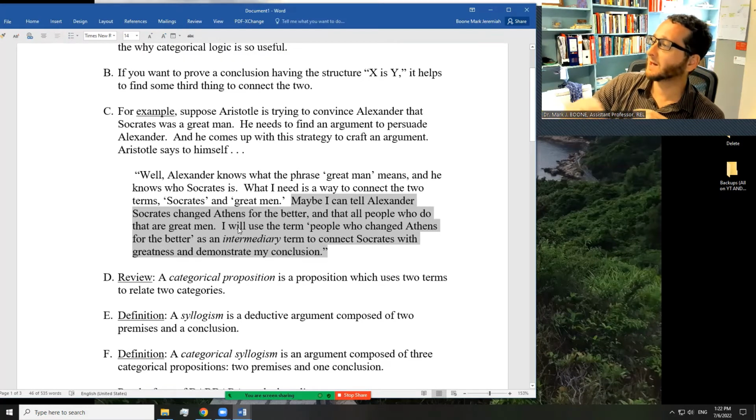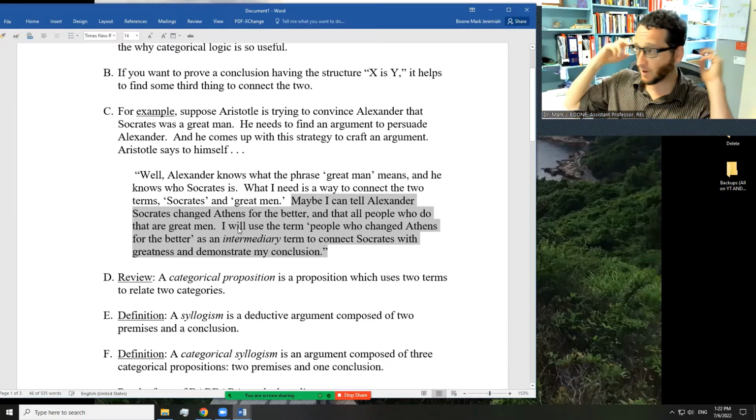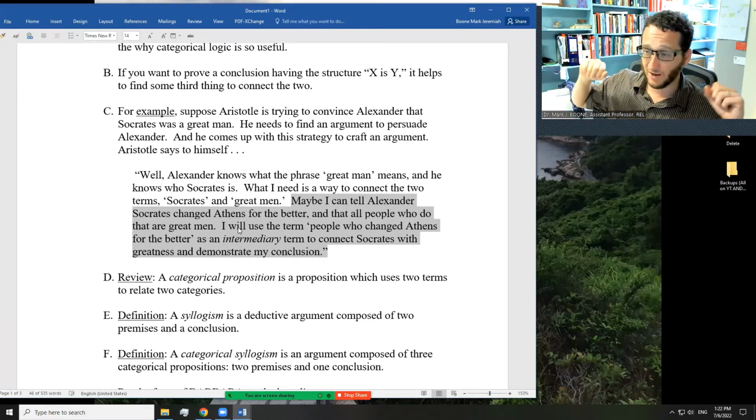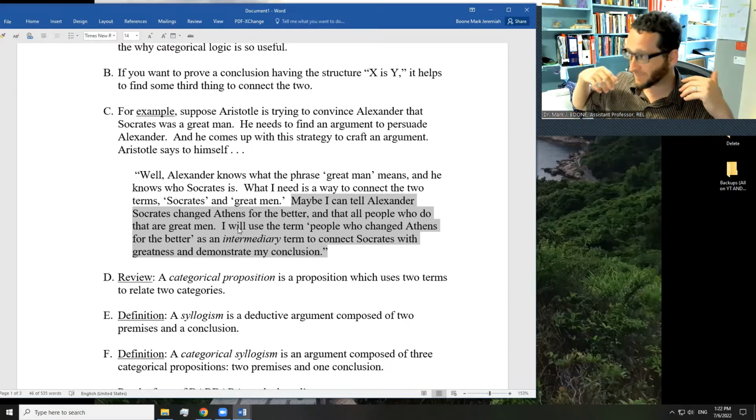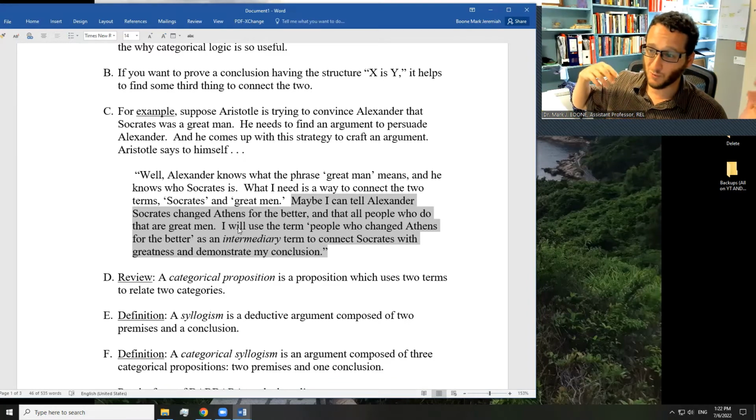Anyway, a categorical syllogism, whatever its structure, will use some third thing. It always involves some X is Y, or maybe X is not Y, but that, as we know from obversion a few videos back, X is not Y also has the structure X is Y.